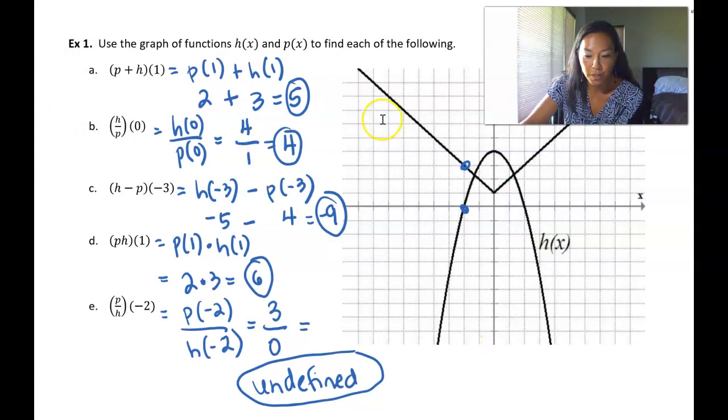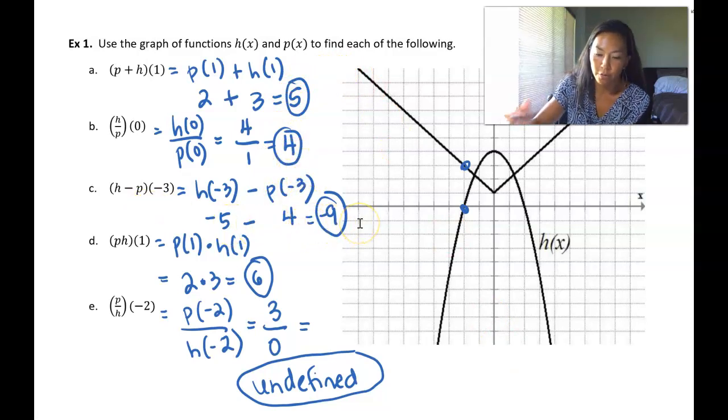All right, check your work with mine above. We have 4 for B, -9 for C. Some of you might have had -8, but this is the point that it intersects on the graph. It's a little bit hard to tell at -5.